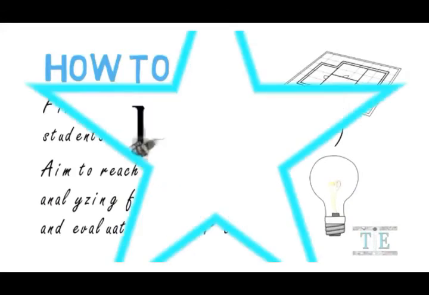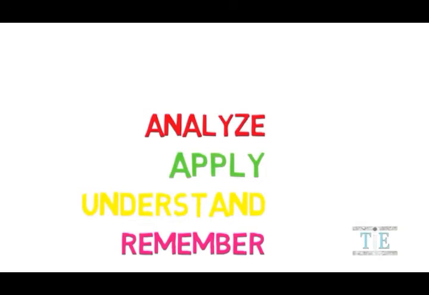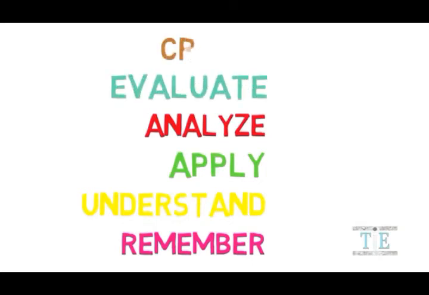So, what are the levels of Bloom's taxonomy? The lowest level of cognitive rigor requires students to remember, apply, followed by analyze, followed by evaluate, and lastly, create, the highest level of cognitive rigor.